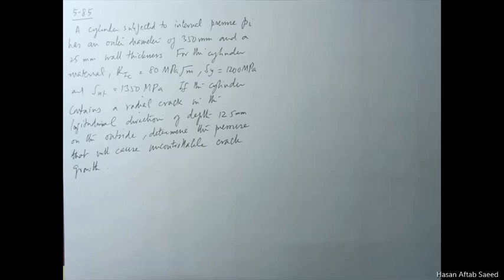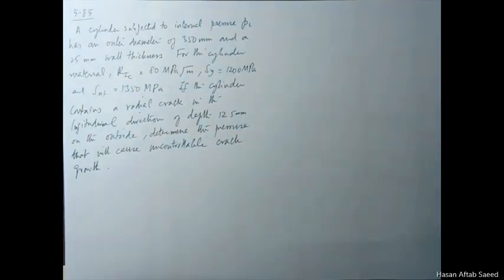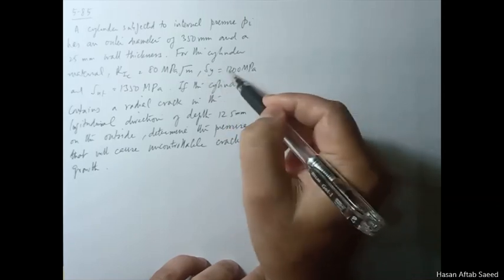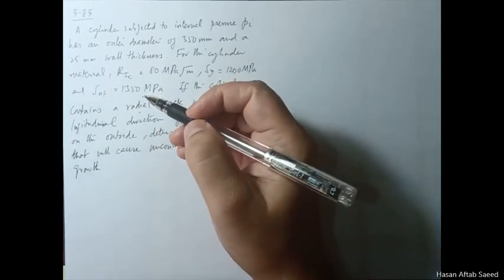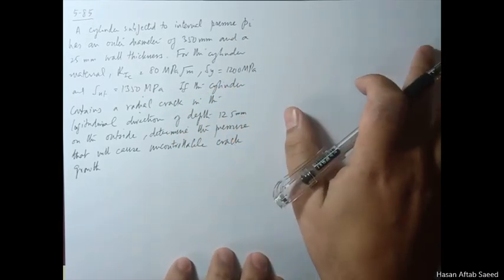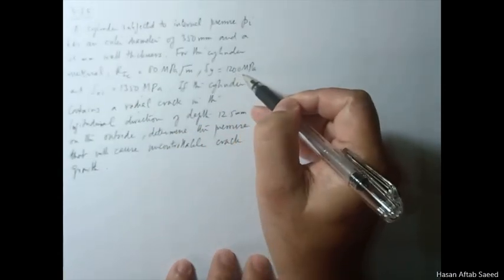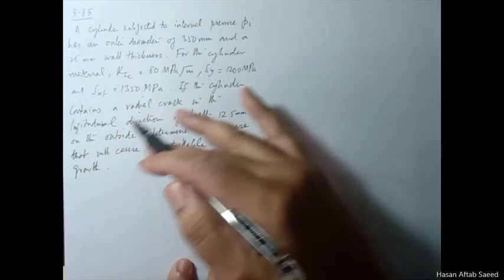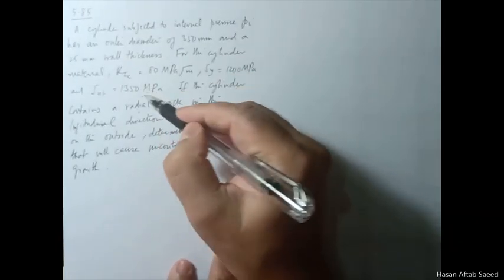A cylinder subjected to internal pressure Pi has an outer diameter of 350 millimeters and a 25 millimeter wall thickness. You have the outer diameter and you have the wall thickness. For the cylinder material, K1C is equal to 80 MPa root meters, SY is equal to 1200 MPa, this is the yield strength, and SUT, ultimate tensile strength, is 1350 MPa. Obviously, this is just put in to confuse you. It doesn't matter because if you prevent yielding from occurring, then there's no point of the material going to ultimate tensile stress levels. So either it will yield or it will break much before that because of this. So it's just there to confuse you.